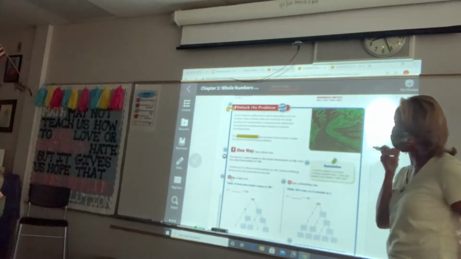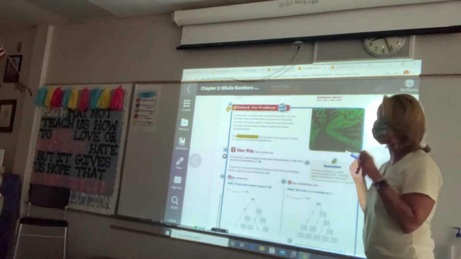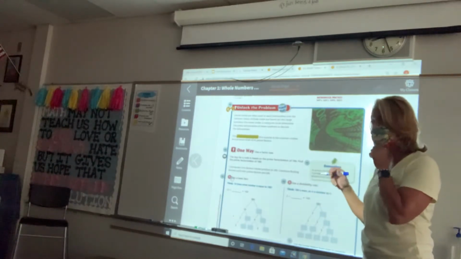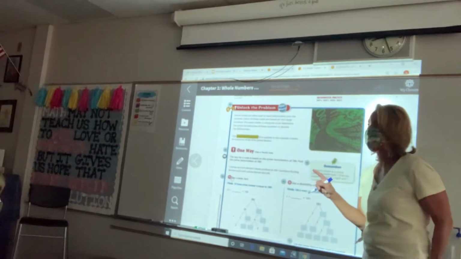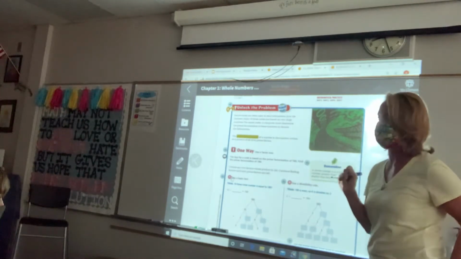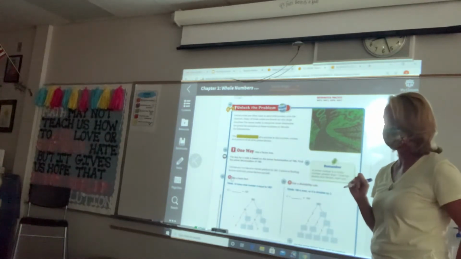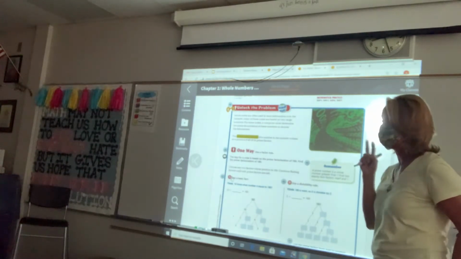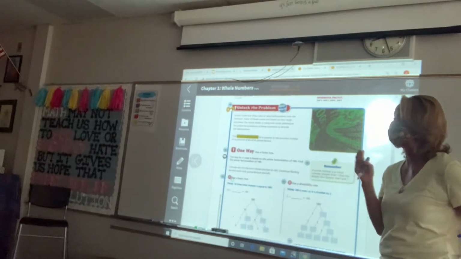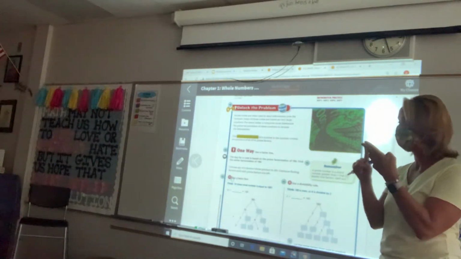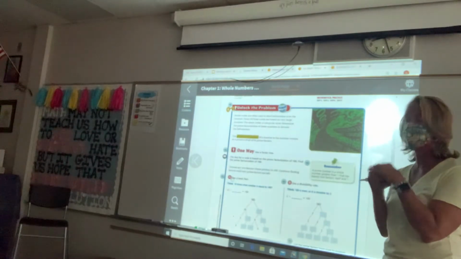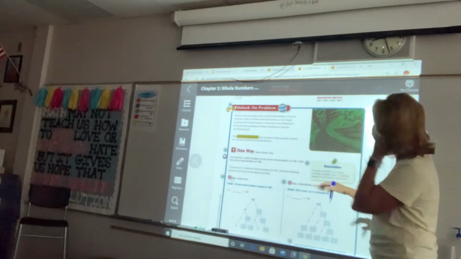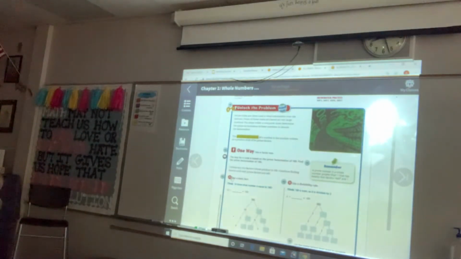So a prime number is a number whose factors are 1 and itself. So 3 is a prime number because its factors are only 1 and 3. 5 is prime. 7 is prime. 9 is prime. Okay? A composite number has more than 2 factors. For example, 10 has 1, 2, 5, and 10. So that makes it composite. So when we're doing prime factorization, we have to make sure that we get all the way down to all prime numbers. Okay?